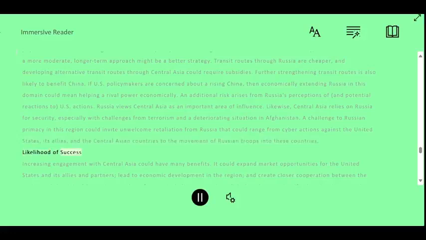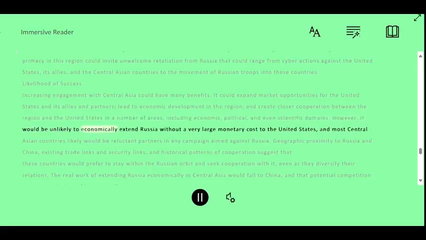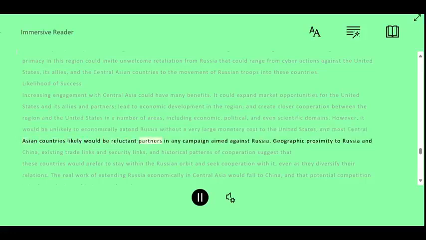Likelihood of success. Increasing engagement with Central Asia could have many benefits. It could expand market opportunities for the United States and its allies and partners, lead to economic development in the region, and create closer cooperation between the region and the United States in a number of areas, including economic, political, and even scientific domains. However, it would be unlikely to economically extend Russia without a very large monetary cost to the United States, and most Central Asian countries likely would be reluctant partners in any campaign aimed against Russia.